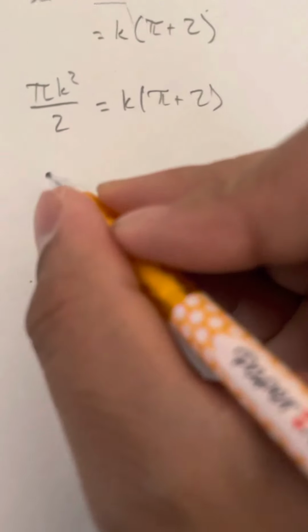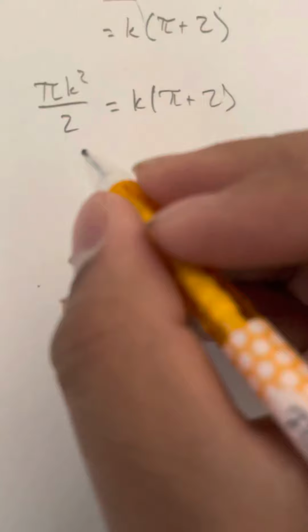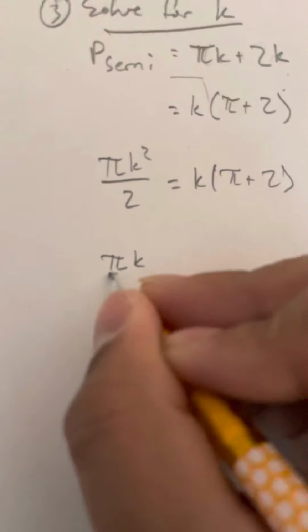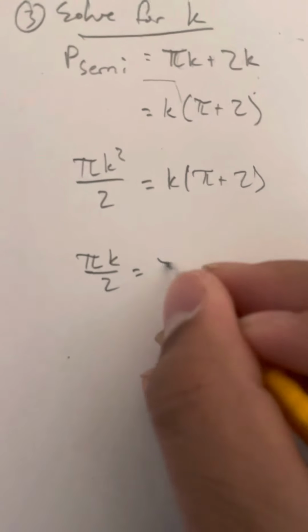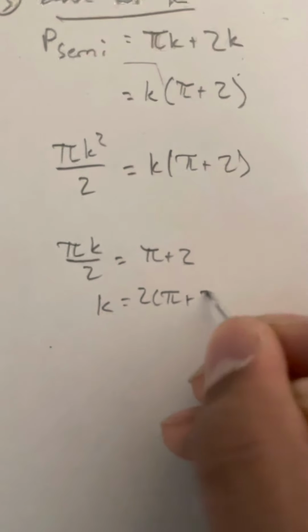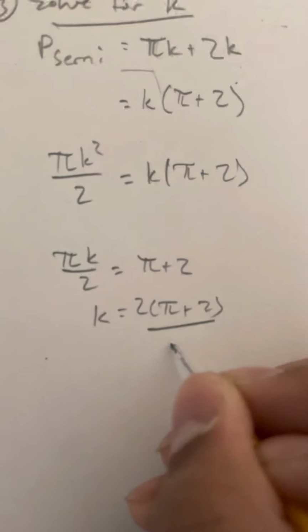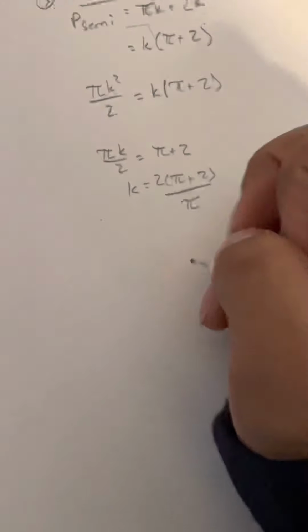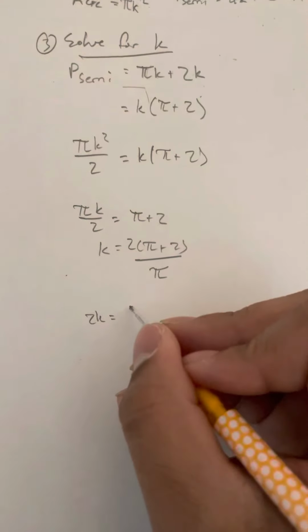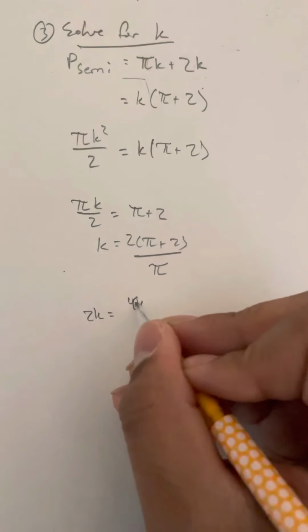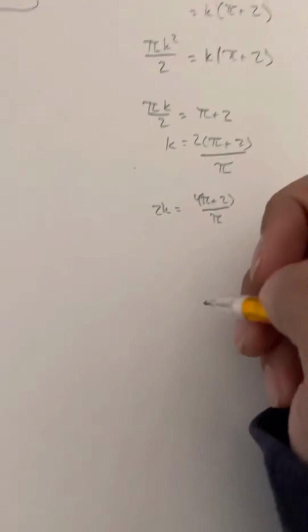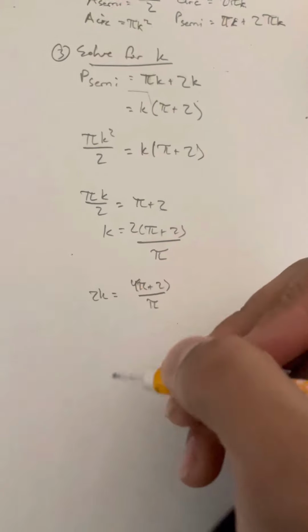Next, we'll just solve for this. So we're going to divide both sides by k. It would end up being pi k over 2 equals pi plus 2. And then we can just easily solve for k, 2 times pi plus 2 over pi. And now we have our first actual equation. I'm actually going to write 2 times k as well, which would just be 4 times pi plus 2 over pi, because you're just multiplying the numerator by 2.